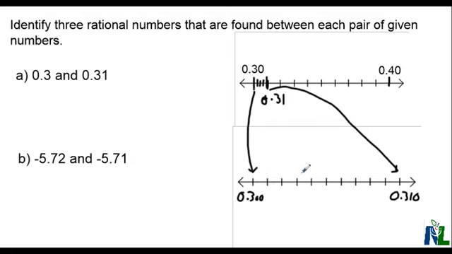It's almost like thinking about 300 compared to 310. Well, 301 would be in between them. Well, 0.301 is in between these two numbers. So it's 0.302, 0.303, 0.304 right here, 0.305, 0.306, 0.307. So that's three decimal numbers that exist in between 0.3 and 0.31. We just added zeros at the end of the decimals.